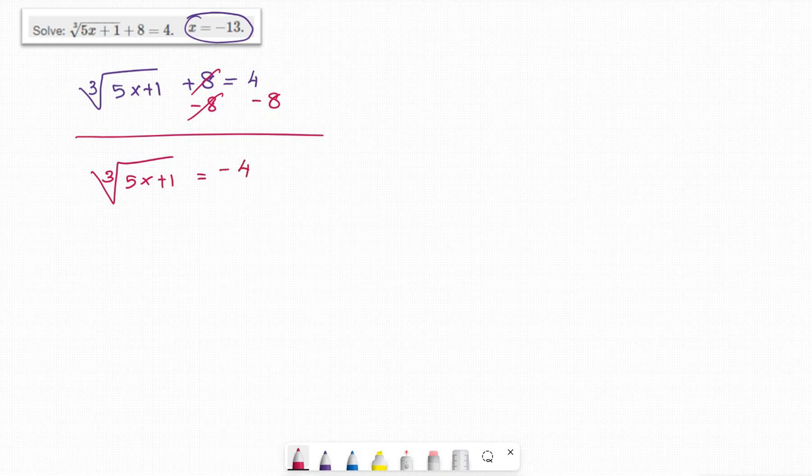So what do we have here? What we have on the left side is a cube root. So what do we want to do? We want to eliminate that cube root. So we want to take the third power on both sides, cubing both sides.